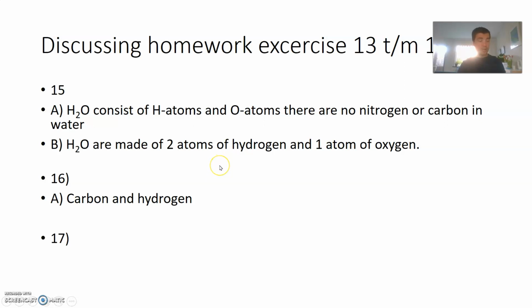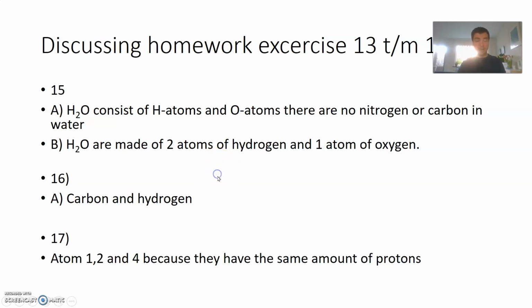Question 17 and last one. Figure 9 shows a schematic drawing of 4 atomic nuclei. Which nuclei are the same element, and how can you tell? It's atoms 1, 2, and 4 because they have the same amount of protons.